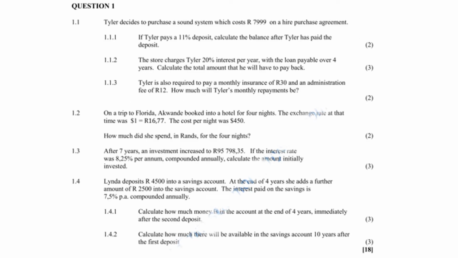1.1.3, Tyler is also required to pay a monthly insurance of 30 rands and an administration fee of 12 rands. How much will Tyler's monthly repayments be? Okay, so we're told here about a monthly insurance of 30 rands and an administration fee of 12 rands. So let's see how much that will be in 1 month.